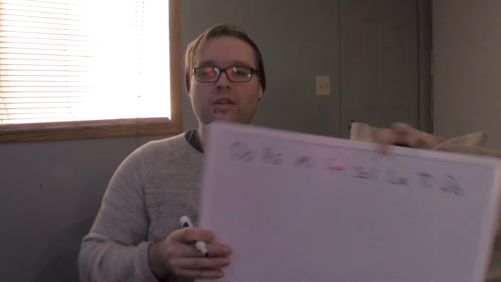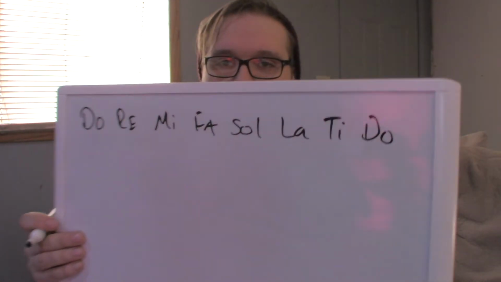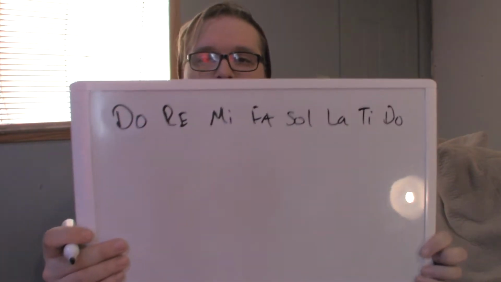We're going to do this old school way. I got a whiteboard because I love whiteboards. Do, re, mi, fa, sol, la, ti, do. Boom. You've seen The Sound of Music, and if you haven't, you probably should. It's a classic. It's an important piece of musical history as well as musical theory education. So do, re, mi, fa, sol, la, ti, do.